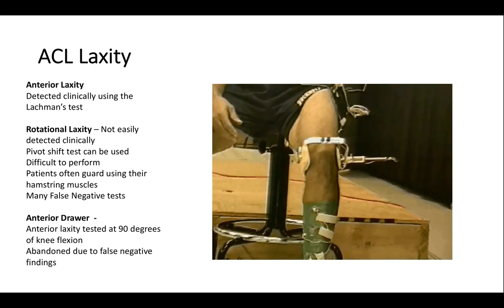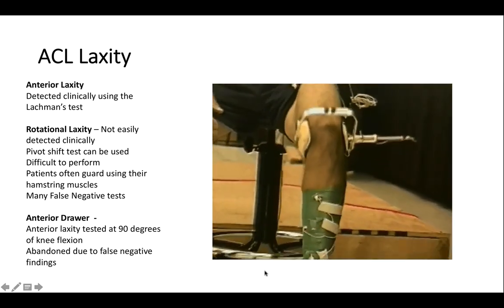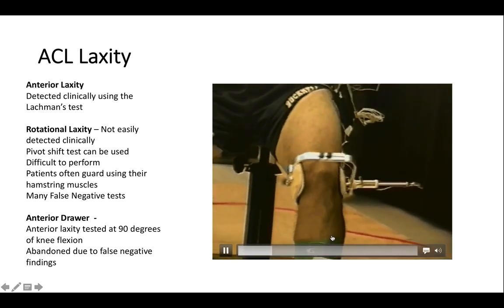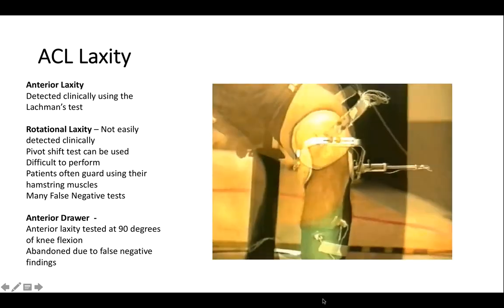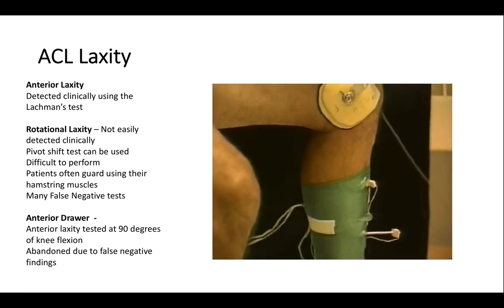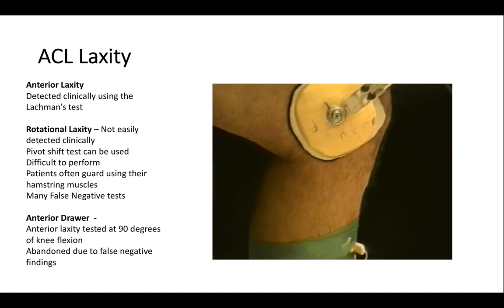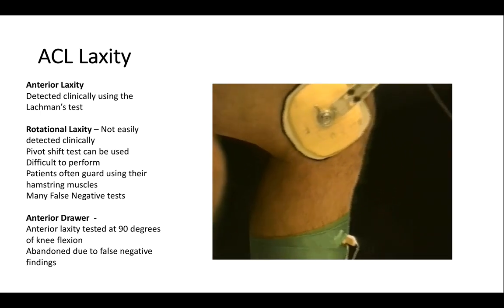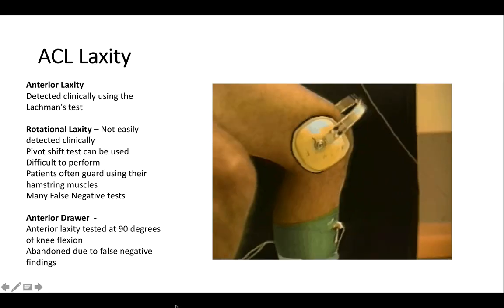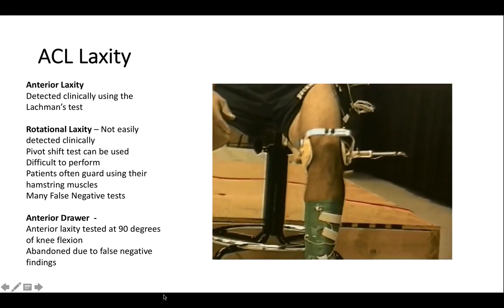So this particular person had voluntary control of his laxity and was therefore able to induce the subluxation on his own. So focus right here at the tibial plateau. And that's what excessive anterior laxity looks like.